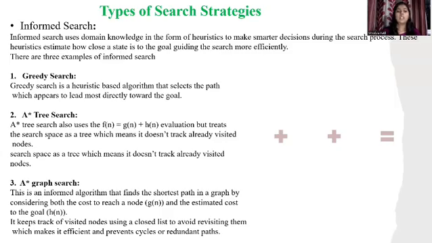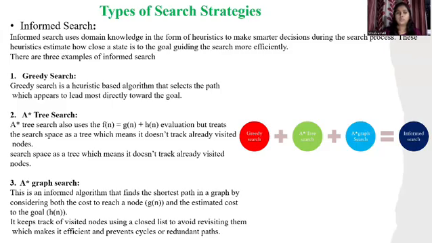This is an informed algorithm. It finds the shortest path in a graph by considering both the cost to reach the node g(n) and the estimated cost to the goal h(n). It keeps track of the visited nodes using a closed list to avoid revisiting them, which makes it efficient and prevents redundant paths. So greedy search plus A star search plus A star graph search is equal to informed search.